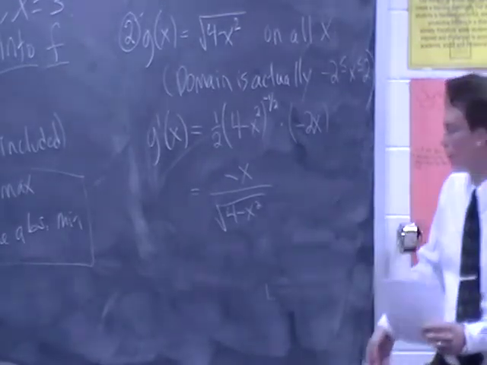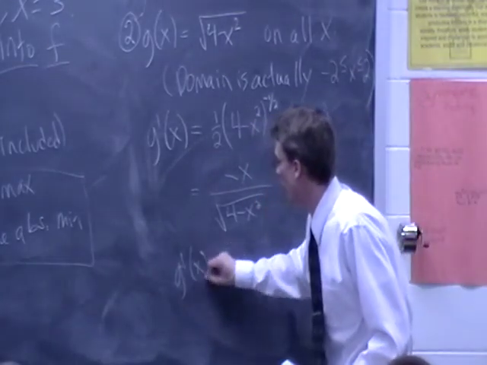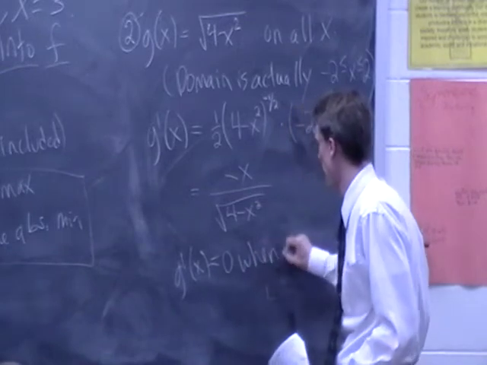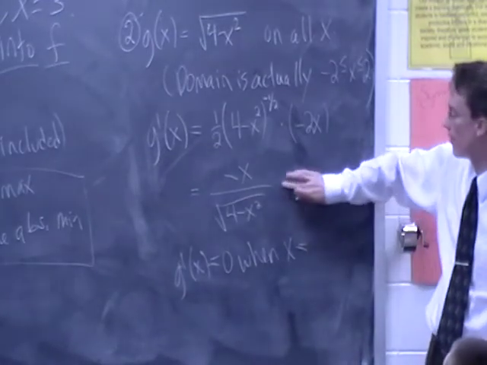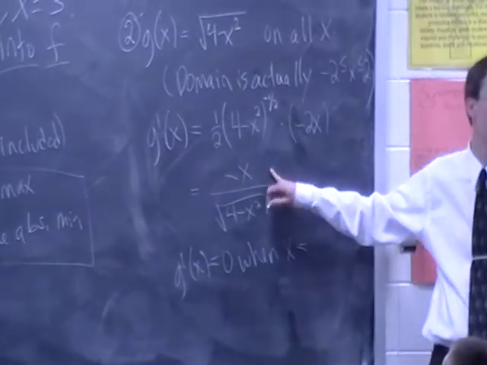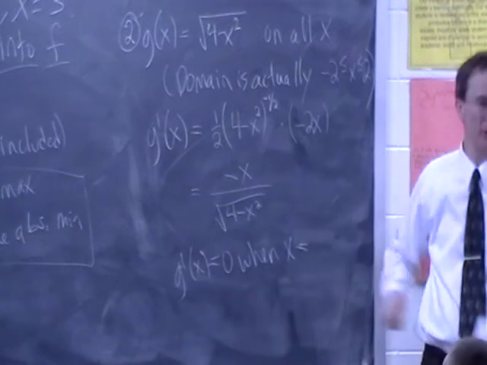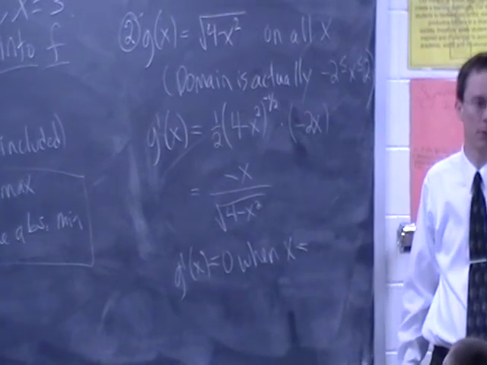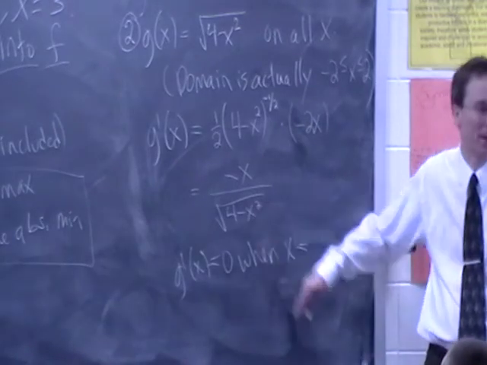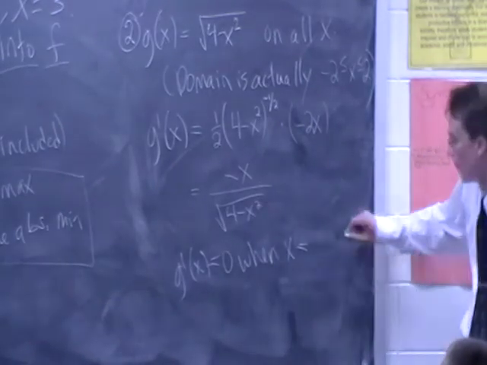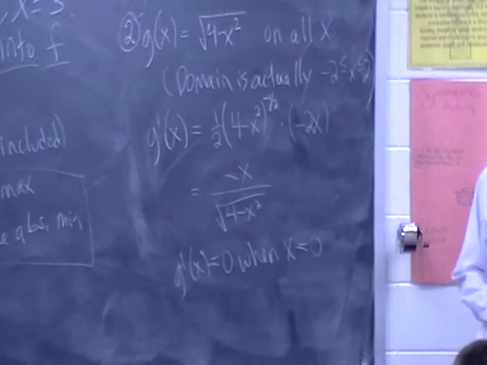So it's easy to tell when g prime is 0. If you have a fraction and you're setting it equal to 0, really just the numerator has to be 0. If the numerator is 0, the whole thing's going to be 0, unless it's 0 over 0. But if you plug 0 at the bottom, you get something. So x equals 0 gives us a g prime value of 0.